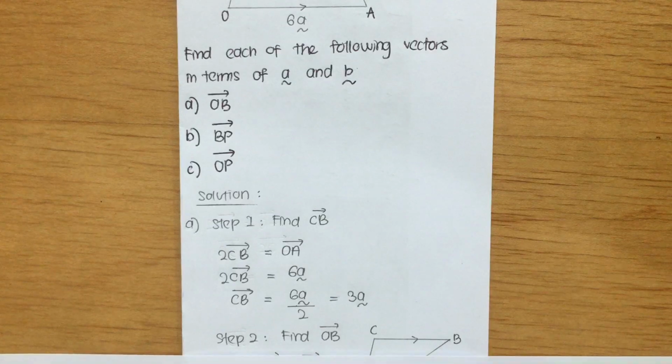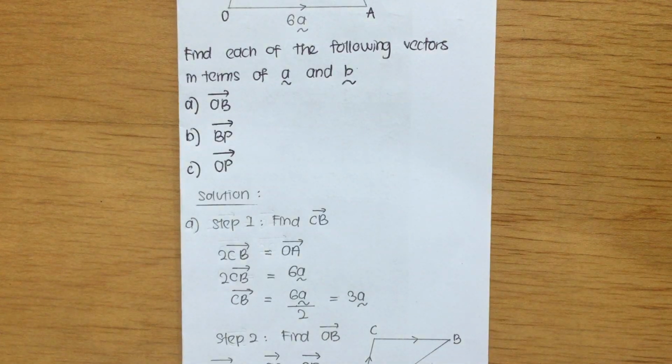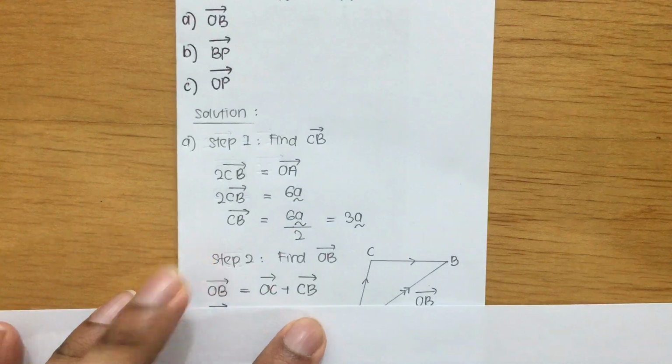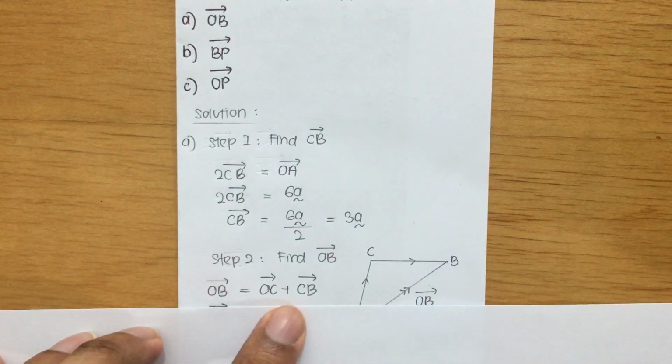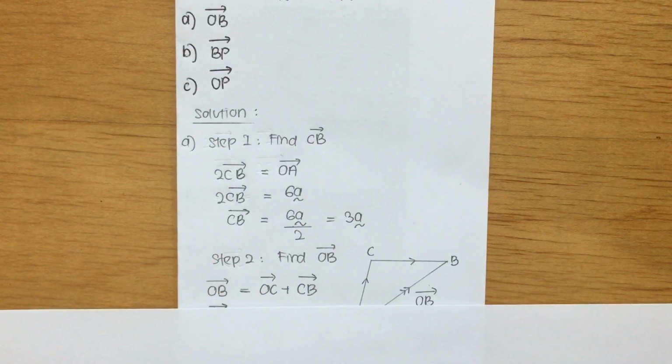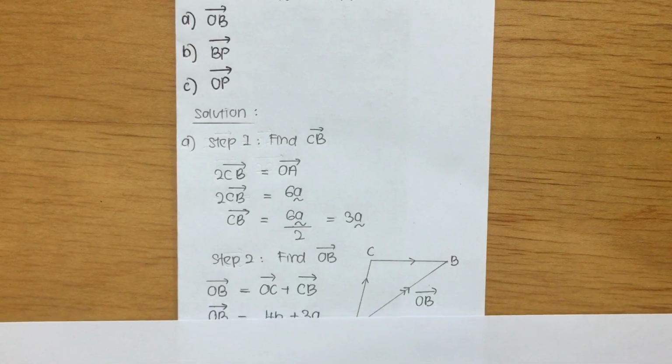Step 2 is we need to find the OB value. Why the OB value? I'm going to explain to you now. OB is equal to OC plus CB. From here we're going to use the triangle law.